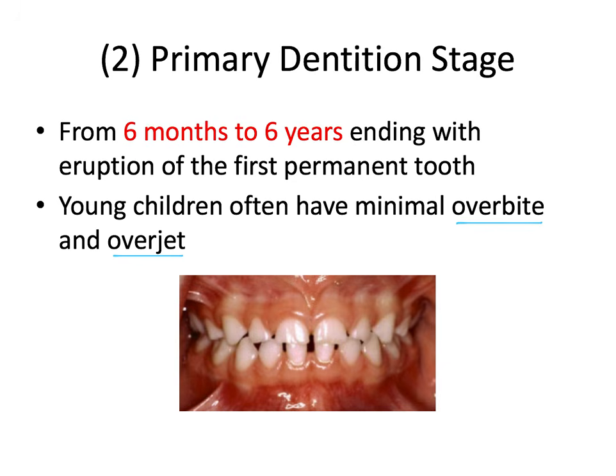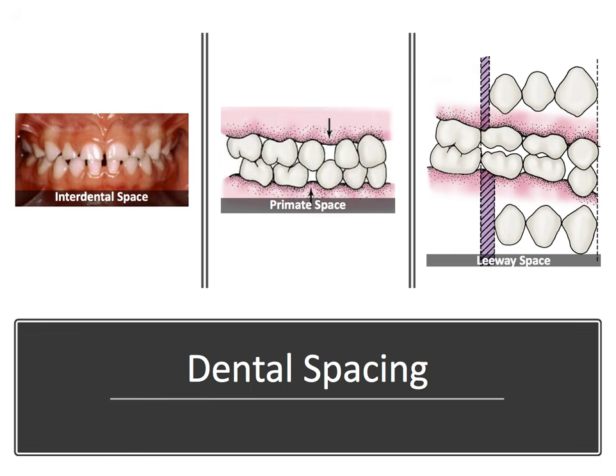But there are a couple of staples of the primary dentition stage that we should review. So when primary teeth erupt, there are 3 different kinds of spacing that we should expect to see. Interdental space technically refers to space between any teeth, but we use it to describe space between the primary incisors.